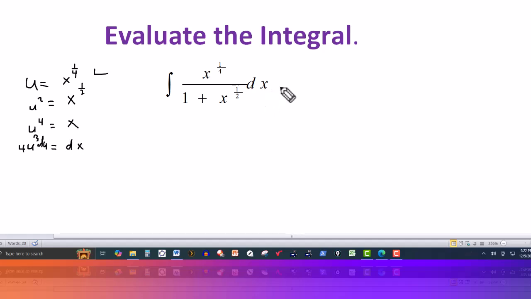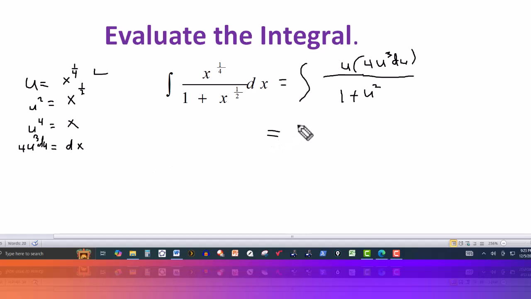Now we come back to this integral here and make the substitutions. x to the 1/4, that's the u. And then for dx, right here, dx would be 4u to the 3rd du. And then in the denominator we have 1 plus, and then x to the 1/2, that's your u squared. So now we've got the integral transformed into one involving the variable u.